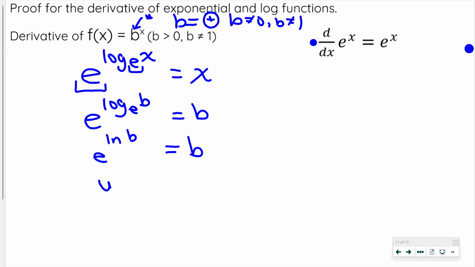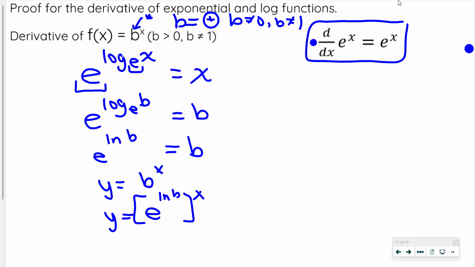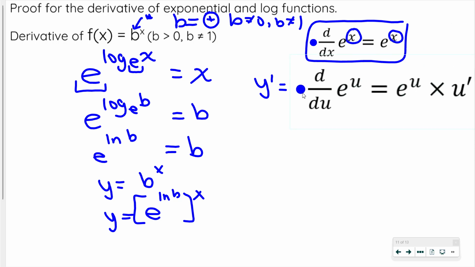So if I want to write b to the x using that e, I can write this as e to the natural log of b, all to the x. And now this derivative is going to help me out. So if I have y equals e to the natural log of b to the exponent of x, and I want to find the derivative, I'm going to use this rule. Now this rule is when the exponent is just x.